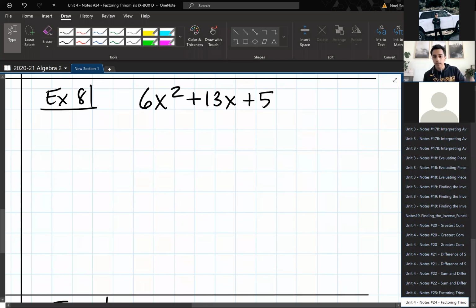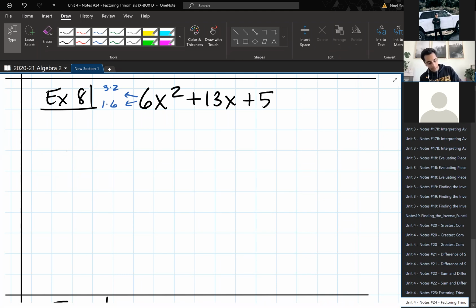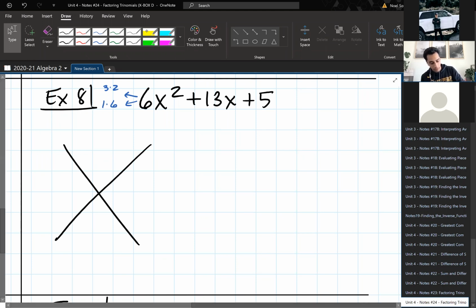What approach do you think might be best for this particular example? A little X box, a little traditional, probably box. And the reason for that is because 6 has multiple options, and we're not sure which one, right? So we might have to do a lot of guessing and testing. So instead, let's eliminate that possibility and jump straight to our X.